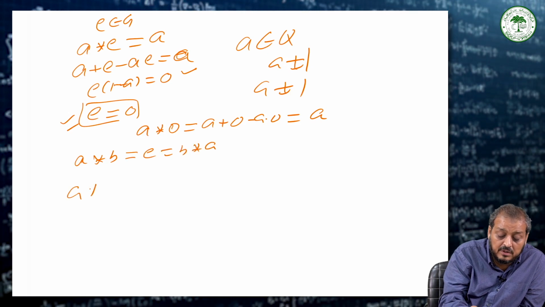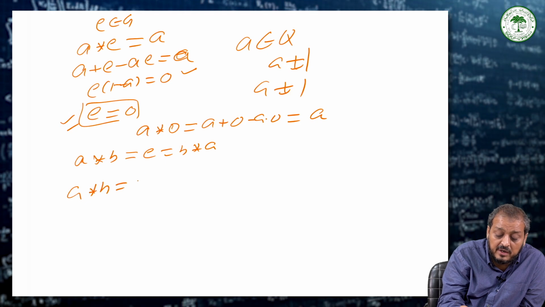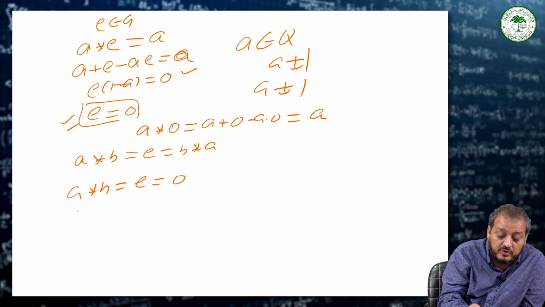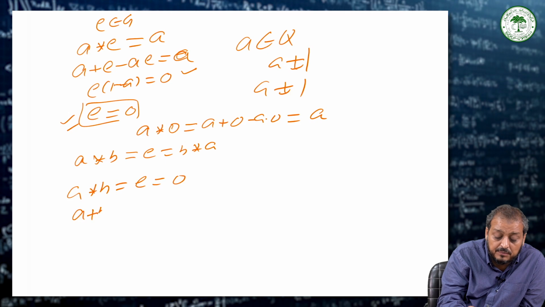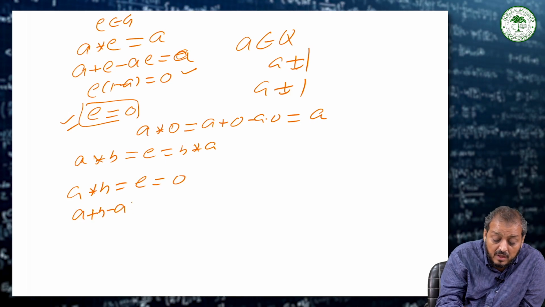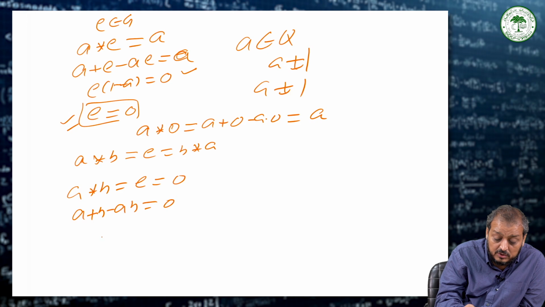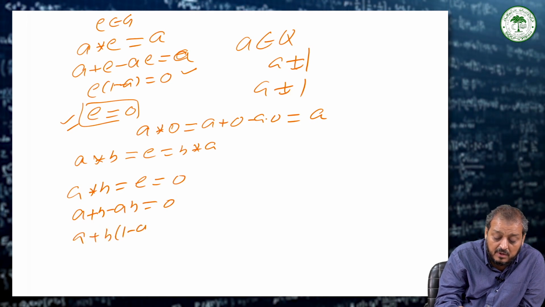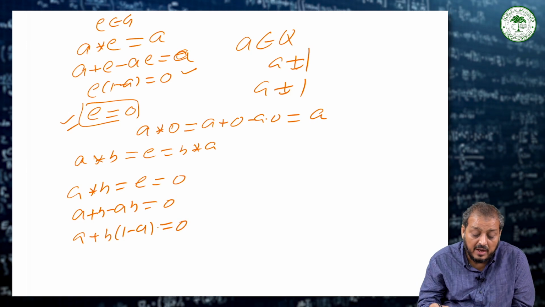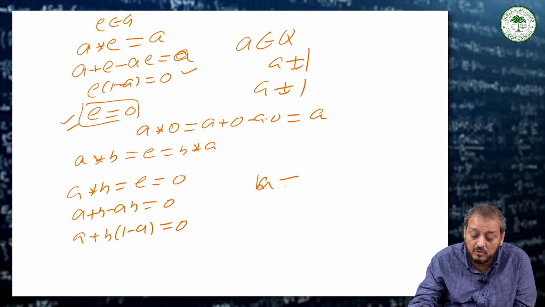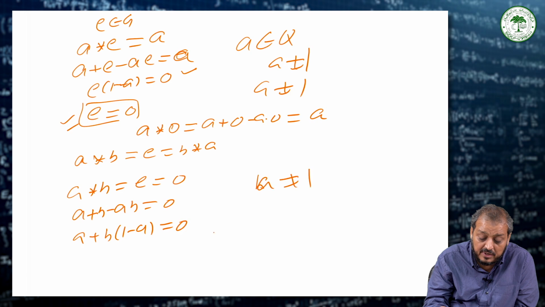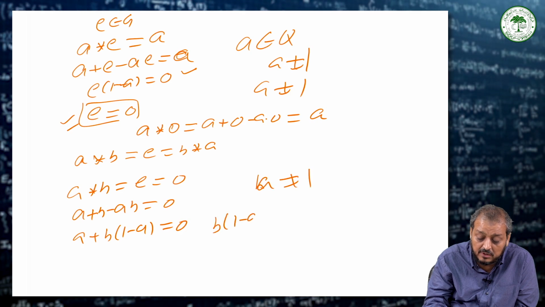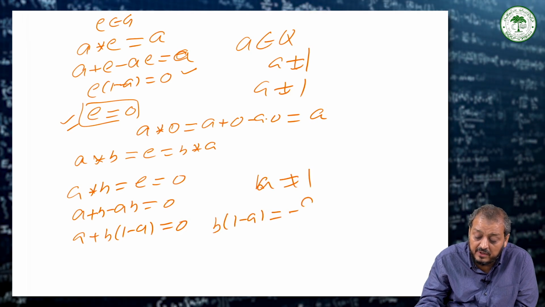So A composition B is equal to identity. Identity means you have a 0. So we can write A plus B minus AB is equal to 0. Now we can write A plus B times (1 minus A) is equal to 0. Since A is not equal to 1, this can be written as B times (1 minus A) is equal to minus A.